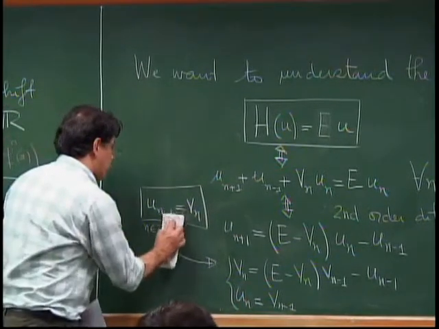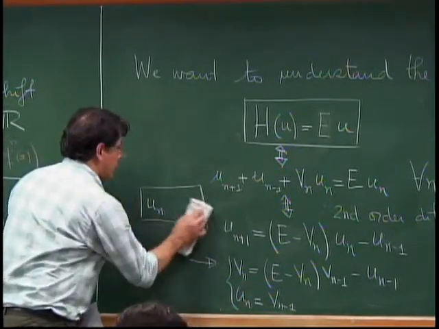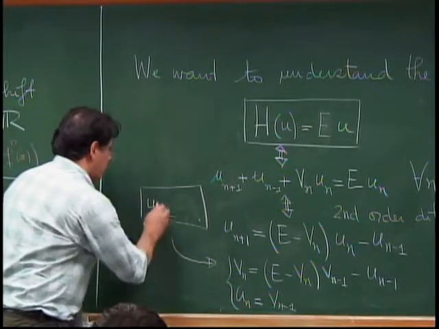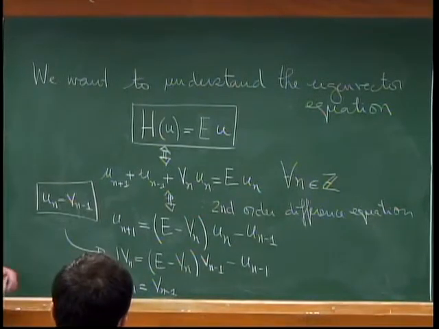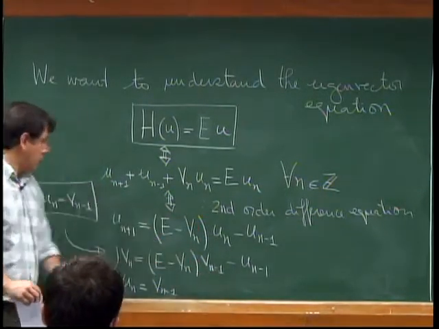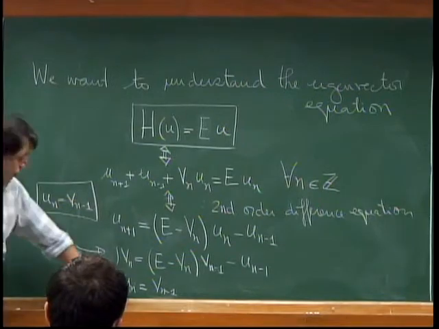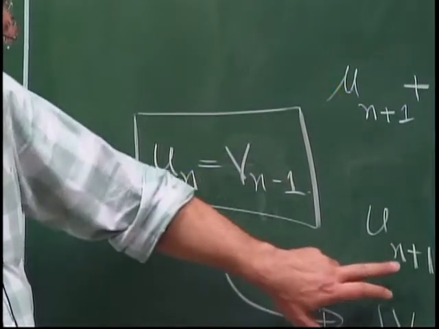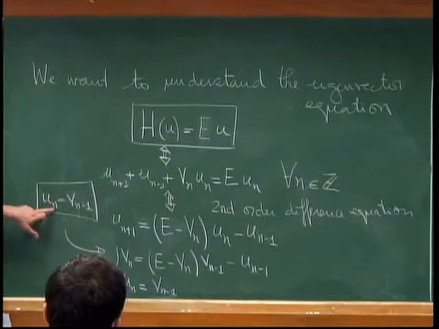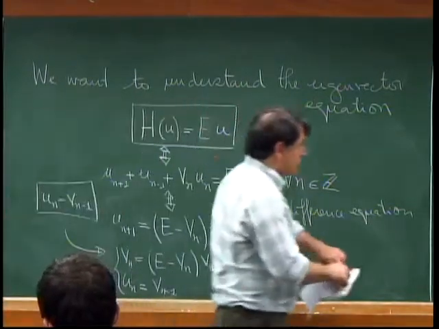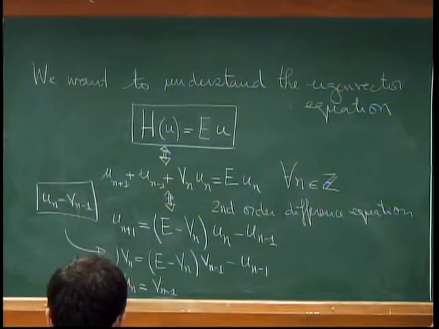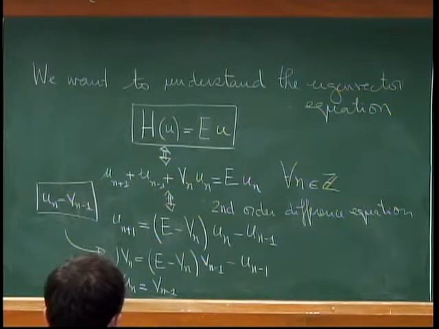Okay, let me write it this way. I call u(n), I call v(n-1). Maybe it's easier to follow. It's the same thing. So here where I had u(n), I write v(n-1). This is this relation that I'm rewriting here. And here I have u(n+1) equals v(n). Okay? Of course, this is just a manipulation, but it's a useful manipulation. I'm not doing this for the pleasure of manipulating the expression. This is useful.